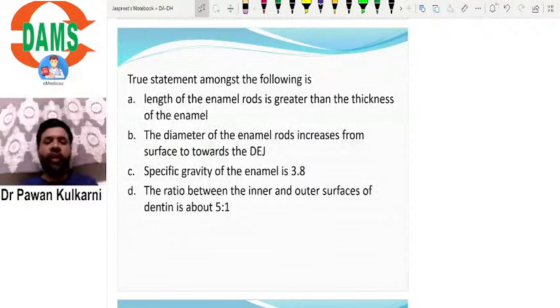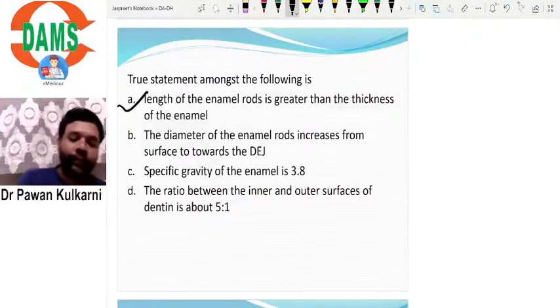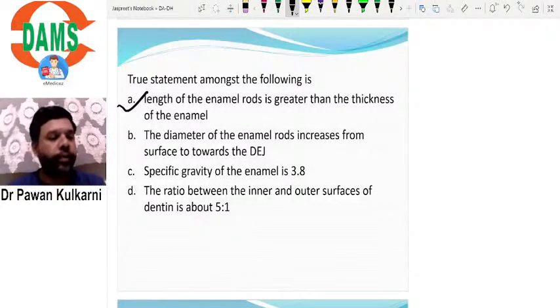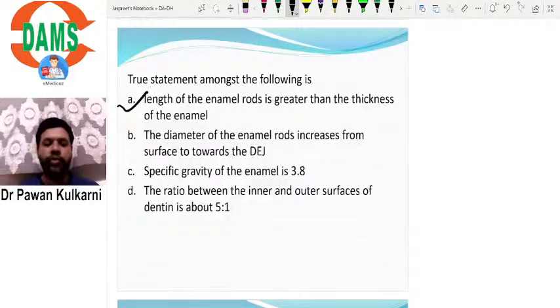True statement among the following is: the length of the rods is greater than the thickness of the enamel. Yes, first statement is only correct. That means all the other three statements are wrong. The diameter of the enamel rod increases from the surface towards the DEJ. No, it increases from the DEJ towards the surface. Exactly opposite. Specific gravity of enamel is not 3.8, it is 2.8. The ratio between the inner and the outer dentinal surfaces is not 5:1, it's 2:1.